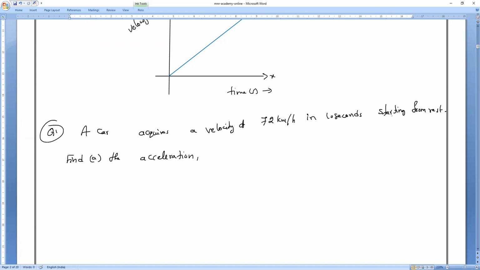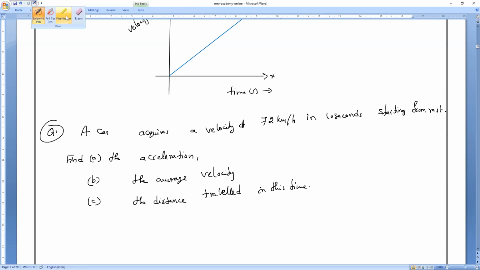Starting from rest means what is the initial velocity? 0. Next, the average velocity and the distance traveled in this time. So these are the 3 things you have to find.